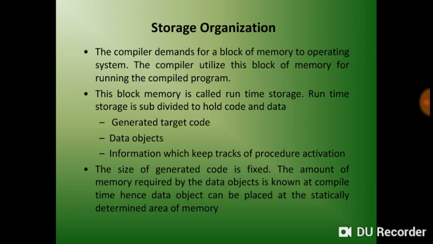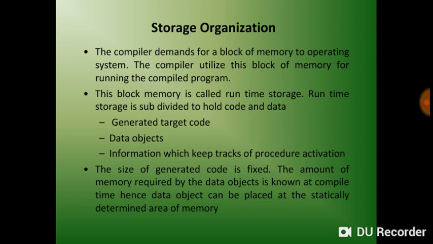Storage organization. The compiler demands a block of memory from the operating system. The compiler utilizes the block of memory for running the compiled program. The block of memory is called runtime storage. Runtime storage is subdivided to hold code and data: the generated target program, and data object information which keeps track of procedure activations.